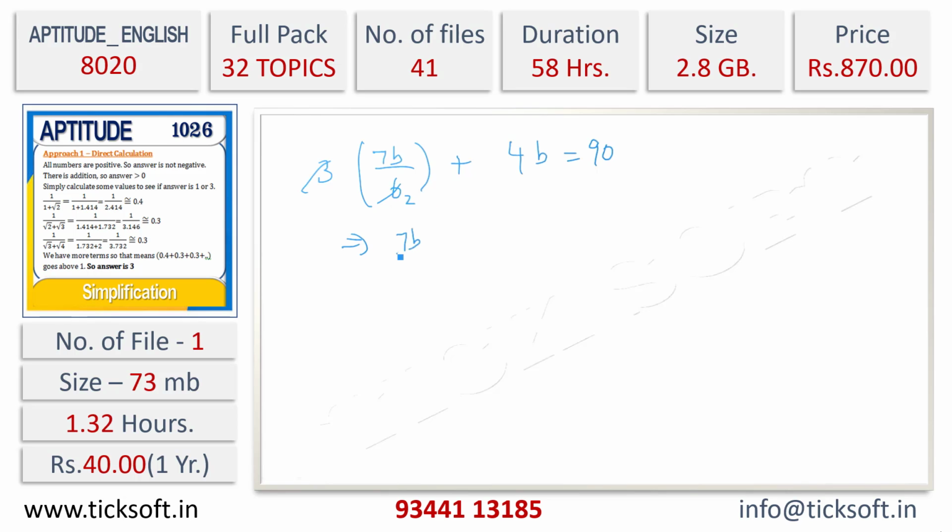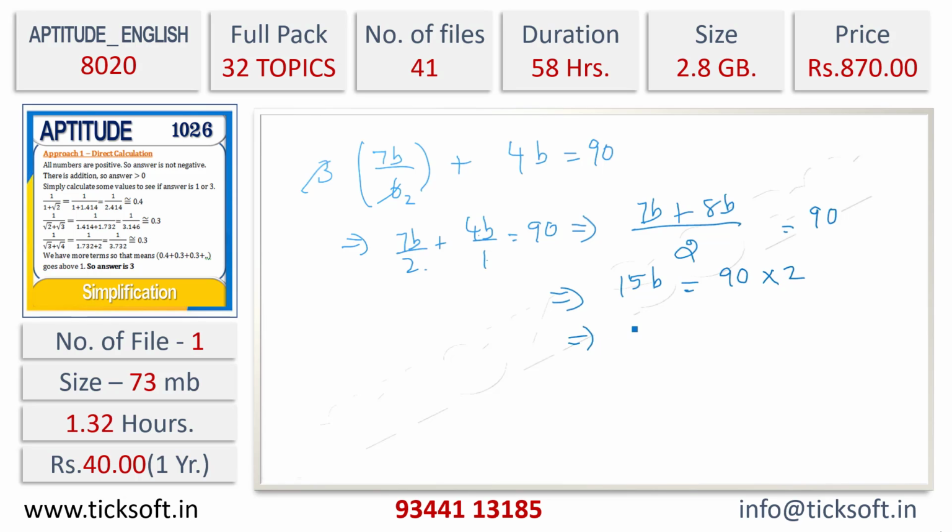So we have 7b by 2 plus 4b by 1 is equal to 90. Now if we take the LCM of 1 and 2, we get 2. So 7b into 1 is 7b, and 4b into 2 is 8b, and this is equal to 90. Now 7b plus 8b will be equal to 15b, and this is equal to 90 into 2. So hence we have 15b equal to 180. But we need the value of b alone, so we have to divide both sides by 15. Hence we get 180 divided by 15 is equal to 12. So we get b equal to 12.